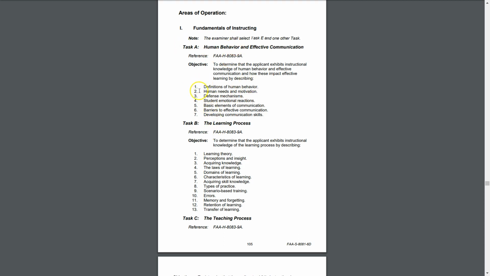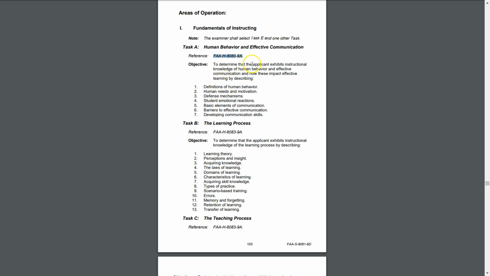So you have 7 things here within task A, 1 through 7, the definitions and human needs and motivation. So where in the world does this information come from? Well, we've already stated that. It comes right there: the 8083-9A. So if we were to say, okay, definitions of human behavior, that's the first thing that I need to talk about. So the examiner says, okay, tell me about human behavior and effective communication. So you go, sure, I'll tell you about that.